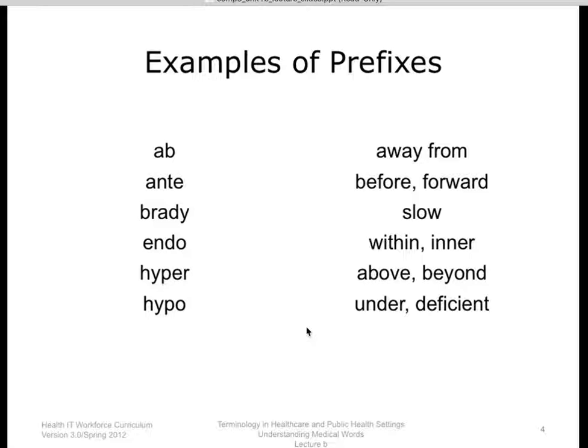Here are some examples of prefixes and their definitions. There are many, many more of these that you're going to get exposed to in the other video sessions that I have lined up for you. Ab means away from. Ante means before or forward. Keep in mind here, ante is spelled A-N-T-E, not A-N-T-I. Brady means slow. Endo means within or inner. Hyper means above or beyond. Hypo means under or deficient.